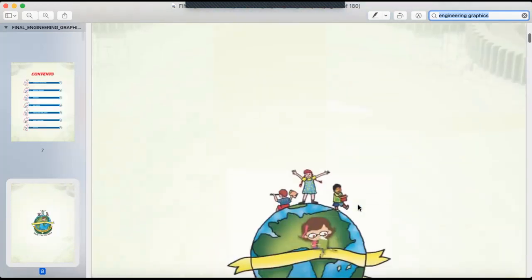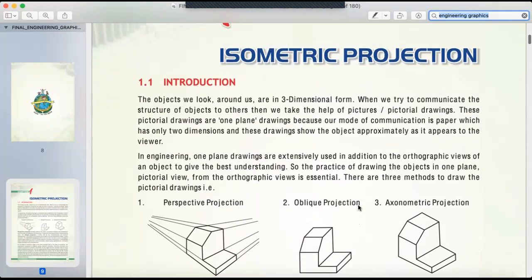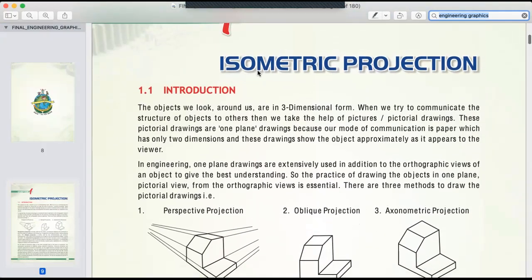So the first topic is isometric. So this is isometric projection. In Viva, generally when isometric comes, first they will ask you for orthographic. They will ask you what is orthographic and isometric. So orthographic is converting a three-dimensional diagram into a two-dimensional diagram, 3D into 2D, in short. And isometric is converting 2D into 3D.